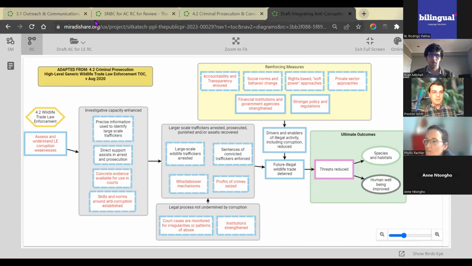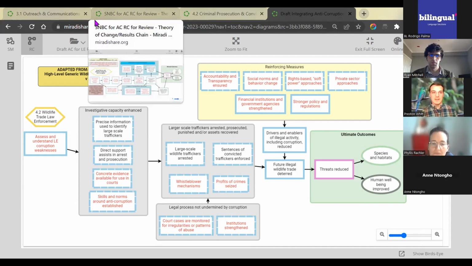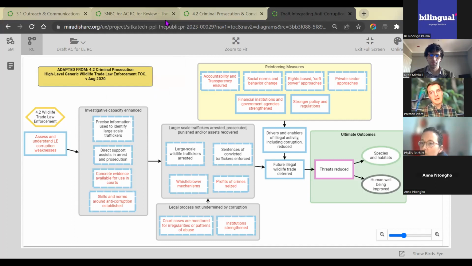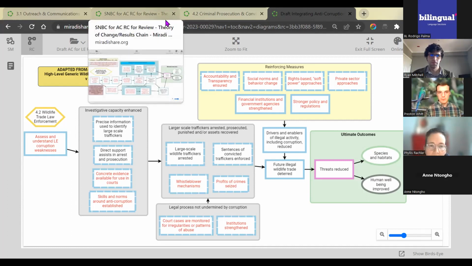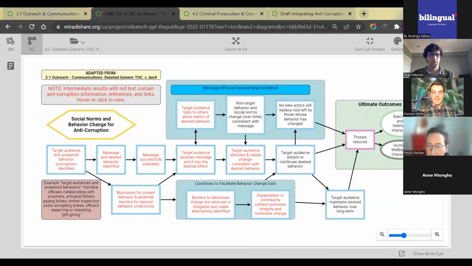Okay, I think people expressed a little bit more interest in social norms and behavior change, so I'll flip over to that one. Like I said, I'm going to go through both of them, but we'll start with social norms and behavior change. Just move things around. Great.